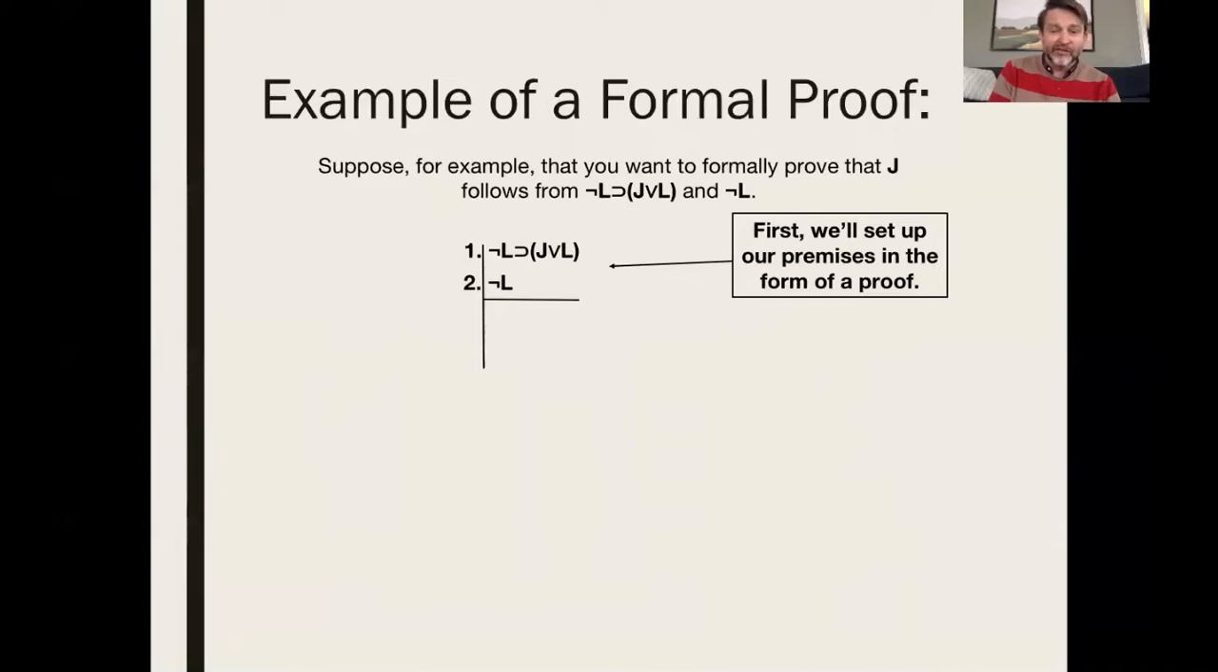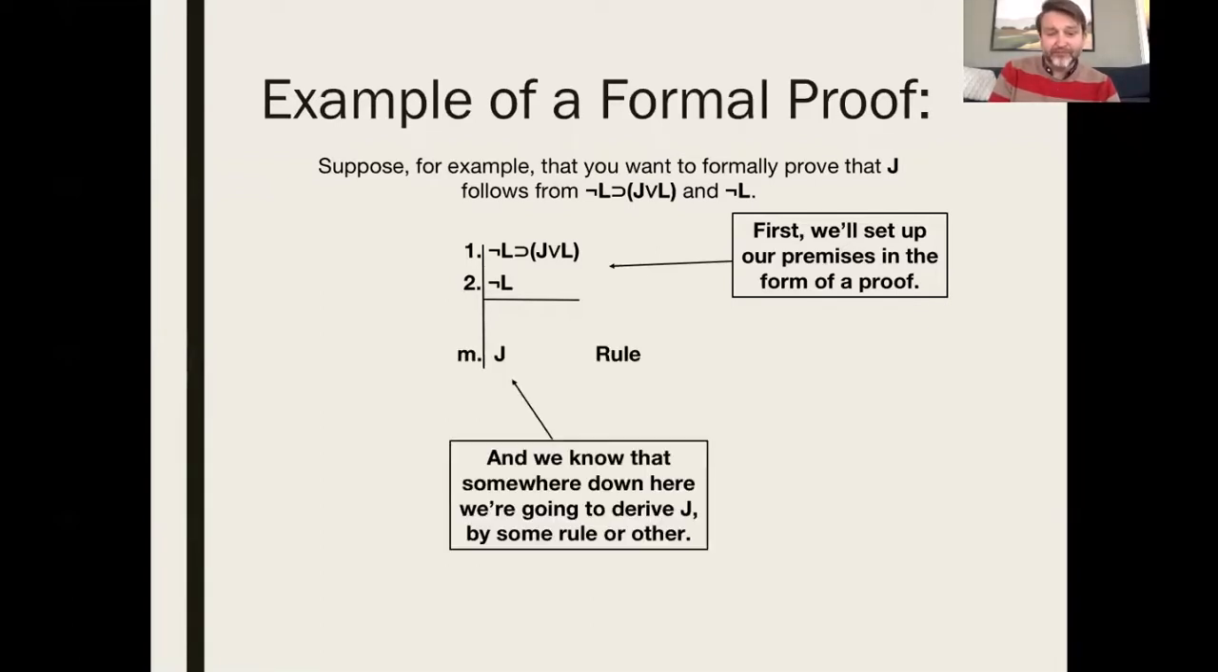So we can put as premise 1. Doesn't really matter the order they come in, but we'll make number 1, if it's not the case that L, then either J or L, and we'll make premise 2 not L. We then know that ultimately we're going to get to J. That's our conclusion. And so if this argument is valid, we should be able to derive J using only our rules of derivation, okay?